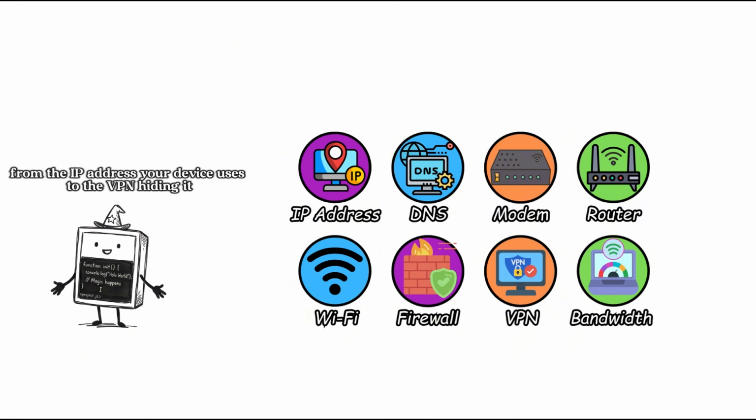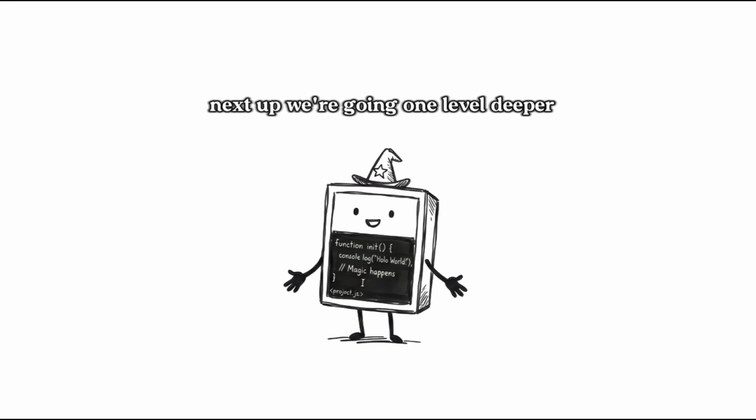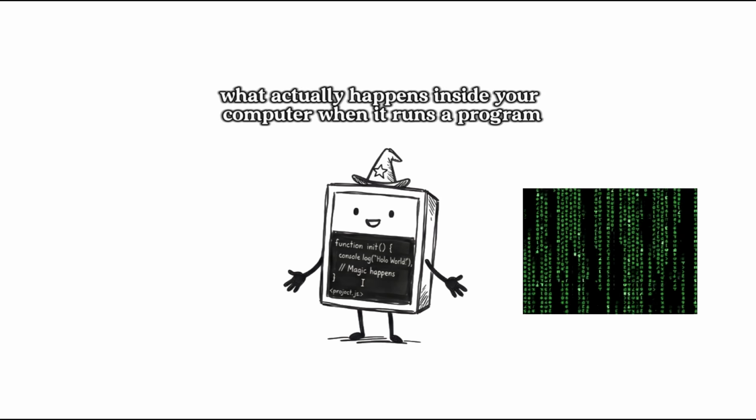From the IP address your device uses to the VPN hiding it, every layer of your internet connection finally makes sense. Next up, we're going one level deeper. Now that you know how devices connect and communicate, what actually happens inside your computer when it runs a program?